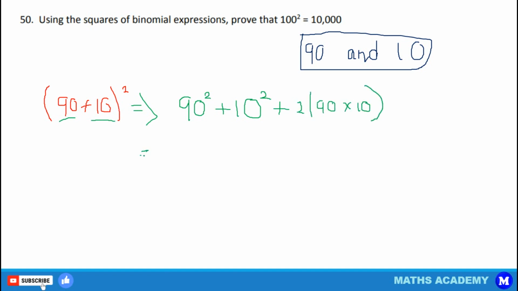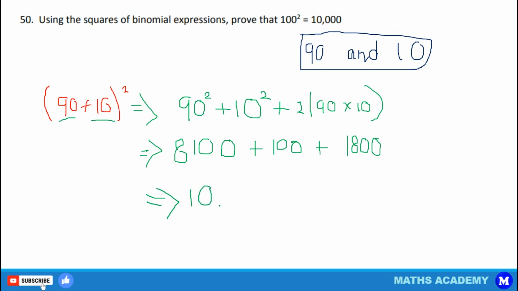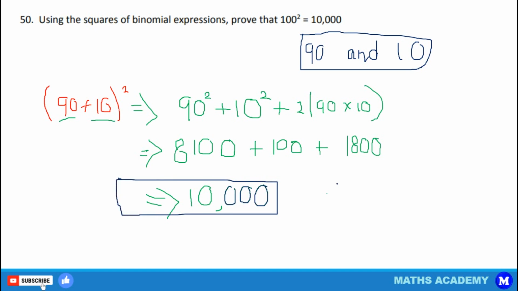So there you get 8100 plus 10 squared is 100 plus 90 into 10 is 900. So 900 into 2 is 1800. And when you add each and everything you get 10,000. So there we have proved 100 squared equals 10,000.